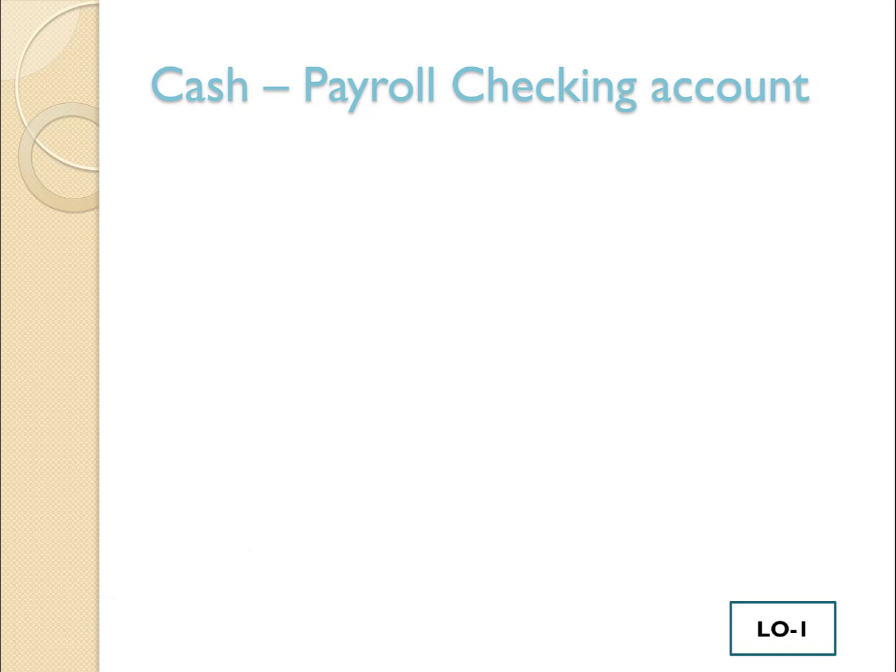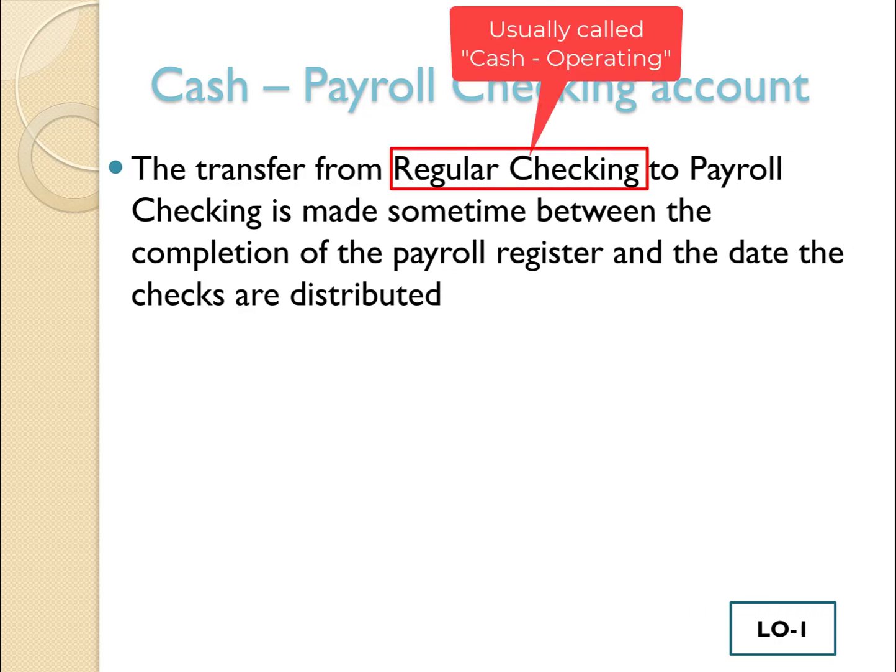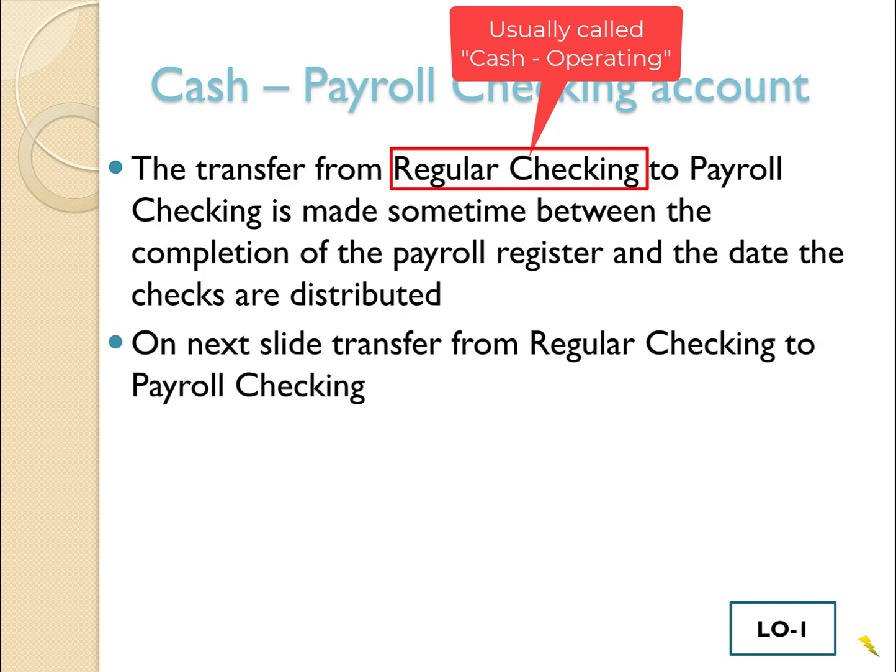So when we're using a cash payroll checking account, for each pay period, you're going to have to transfer some cash from cash operating to cash payroll. The transfer from regular checking, called cash operating, to the payroll checking account is made sometime between the completion of the payroll register and the date the checks are distributed. So on the next slide, we'll do a journal transaction to get some practice.